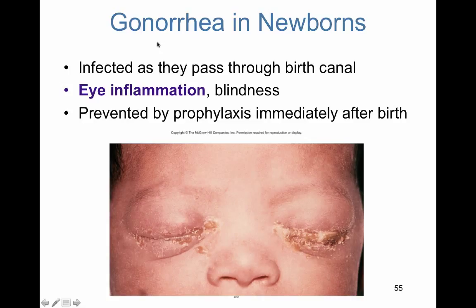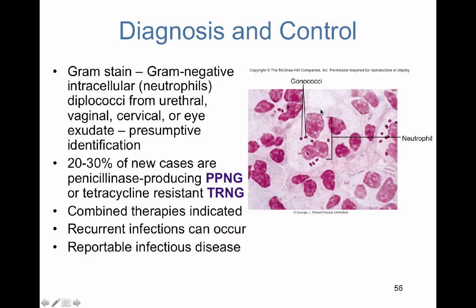Also, in the case of a pregnant woman who is infected with Neisseria gonorrhoeae, they can infect the newborn as the newborn passes through the birth canal. So this can lead to eye inflammation and potentially blindness. This can be prevented by prophylaxis immediately after birth.